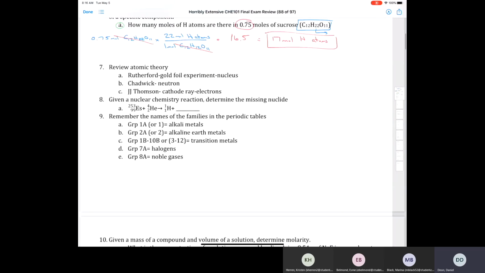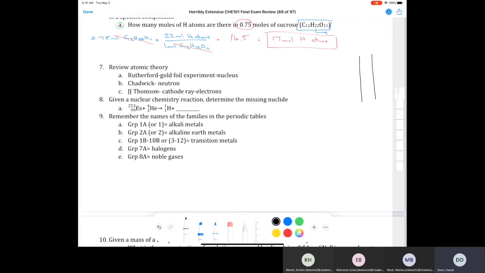I'm not going to spend a whole lot of time on these. Suffice to say that you should understand the Rutherford gold foil experiment. That's where Rutherford took a piece of gold foil, which is made up of gold atoms. So we'll put some gold atoms here. This is not to scale, obviously. And what's inside all of those atoms? There's a nucleus, right? And he determined that an atom was mostly empty space because he fired alpha particles.